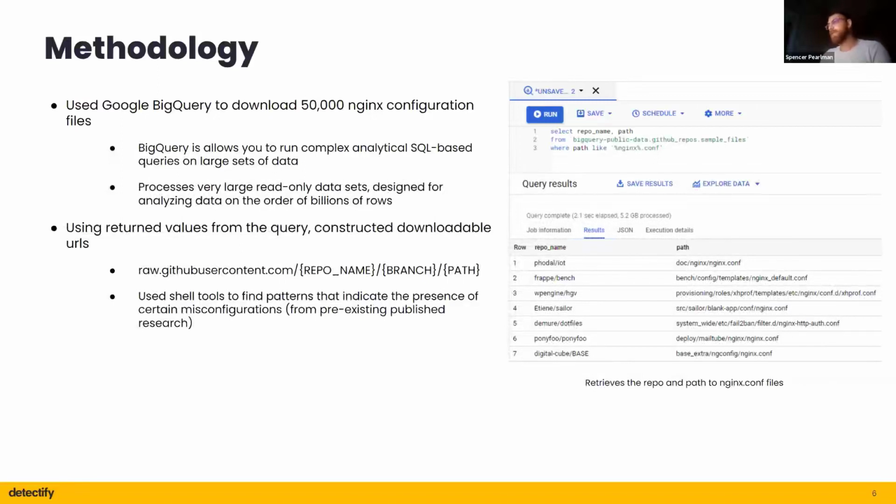If we look at our example to the right, it's very much looking like SQL. We select the repo name and path from the public data set that GitHub has on Google BigQuery. And then we want all the repos that have paths that contain the nginx.conf file. So then from there, we were able to construct downloadable URLs, the raw files from GitHub, by appending the repo name, branch, and path. And then from there, we downloaded the files and used shell tools to find patterns that would indicate the presence of certain misconfigurations.